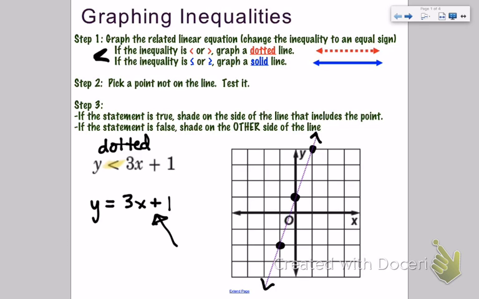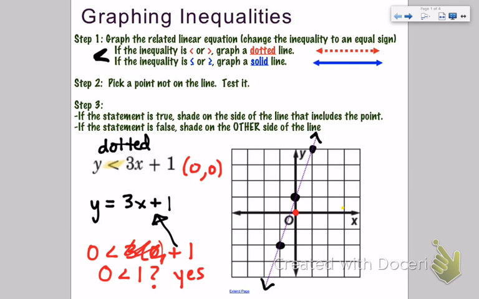The next new step, number 2, is to pick a point that's not on the line. I always pick 0, 0 unless that's on the line. In this case, it is not on the line, so I'm going to pick it. Then we plug it into the inequality. So that point is 0, 0, and I'm plugging in 0 for x and 0 for y. We have to see if this statement's true. 3 times 0 is 0, so that cancels out. And is 0 less than or equal to 1?